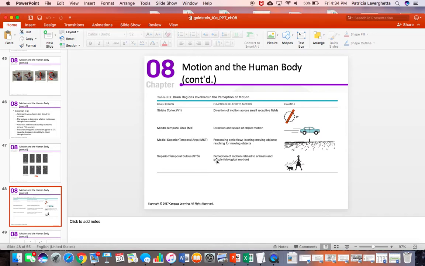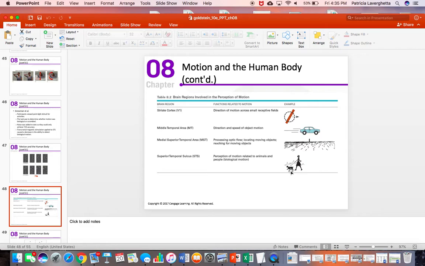There's another connected area to MT called the MST, processing of optic flow. So as you're driving, and let's say the rain is flying by you, or you can see things going past you, that's called the optic flow. The medial superior temporal area is involved with detecting objects that are coming towards you or coming away from you. There's also the superior temporal sulcus, and this is more related to biological motion. All right, so perception of motion related to animals and people. You can use point light walker stimuli. You might be able to say, "Oh, that looks like a cat," or "That looks like a dog."